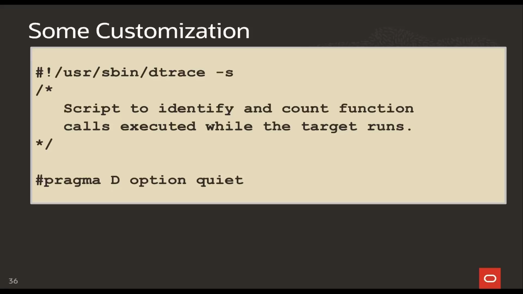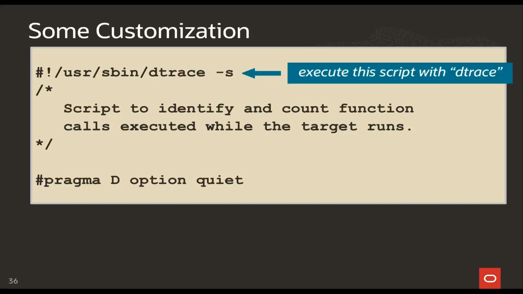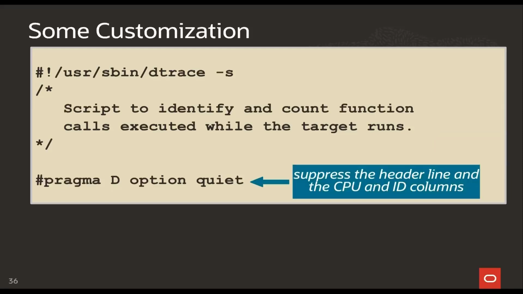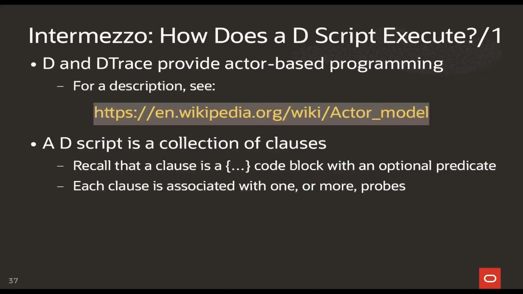We're almost there. A little bit of customization. I don't like typing in DTrace all the time, so I put that in the first line in my script, the interpreter line. I add some C-style comment. You can put it any way you like, and it's very convenient, of course, to add comments to your script. And I'm using my pragma-d option quiet to suppress the header line and the CPU and ID columns, because I want to have full control over the output.